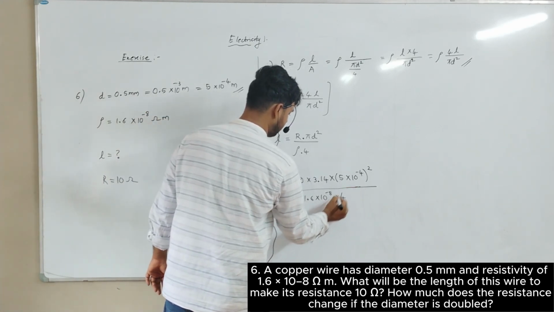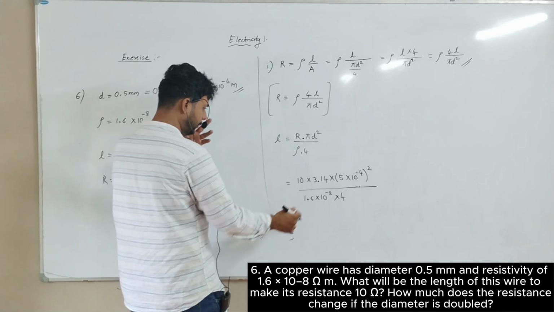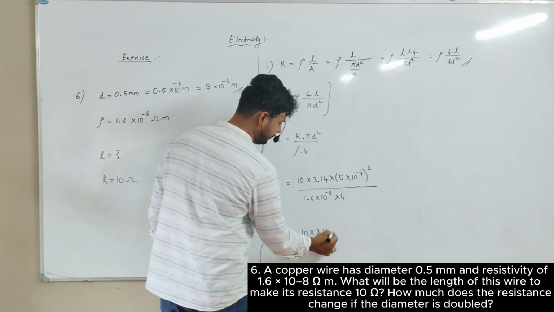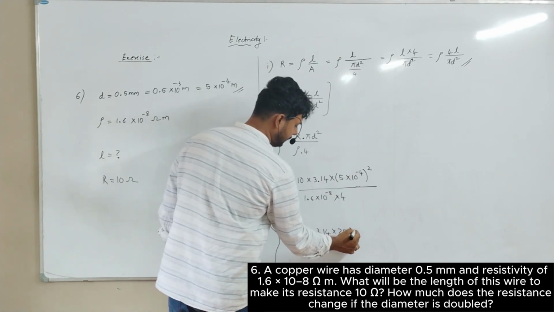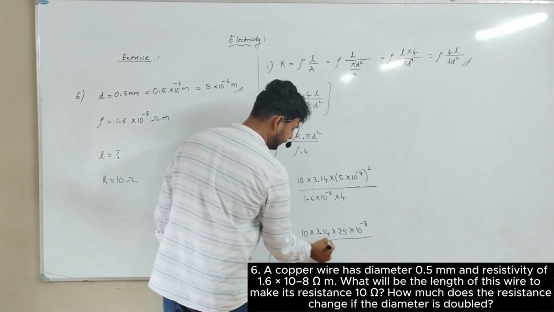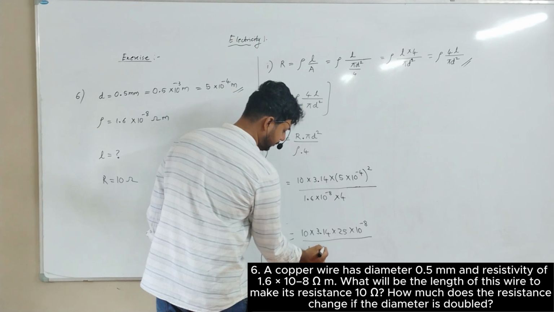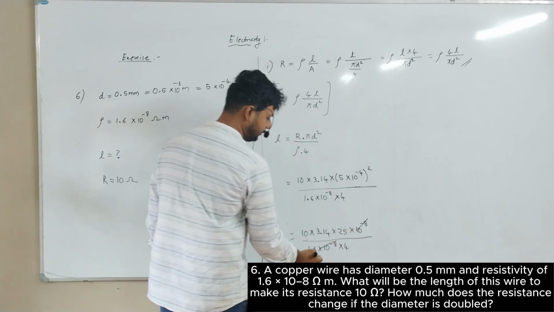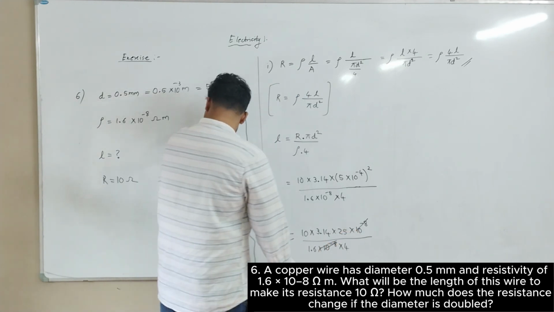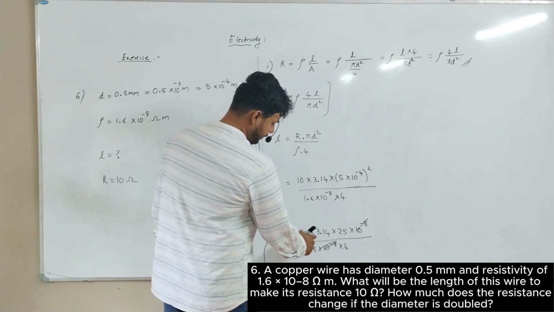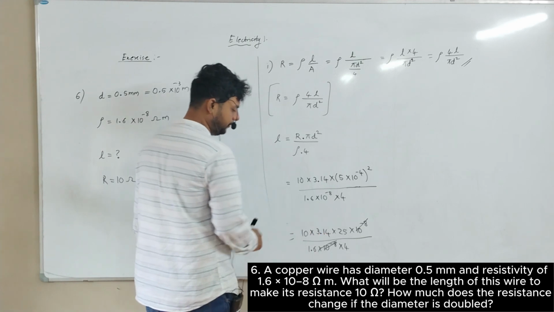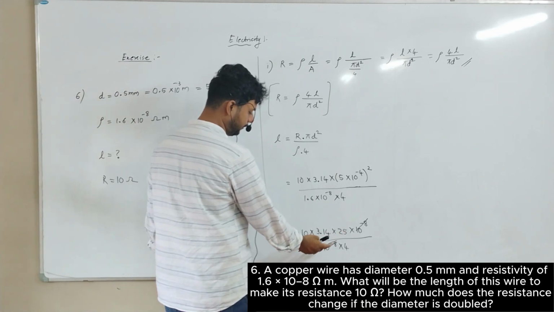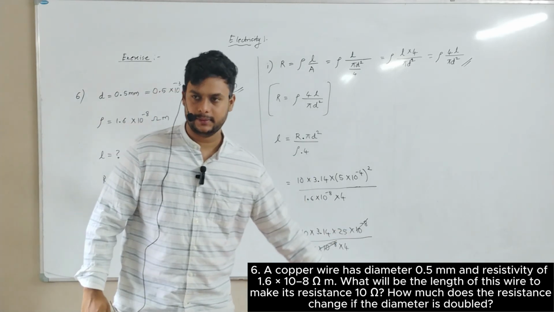Now it's your work to do further. Still, I'll go one more step if you want: 10 into 3.14 into 25 into 10 power minus 4 into 2 minus 8, 4 divided by 1.6 into 10 power minus 8 into 4. 10 power minus 8 and 10 power minus 8 cancel. Next, 10 into 3.14 will become 31.4. So 31.4 into 25.